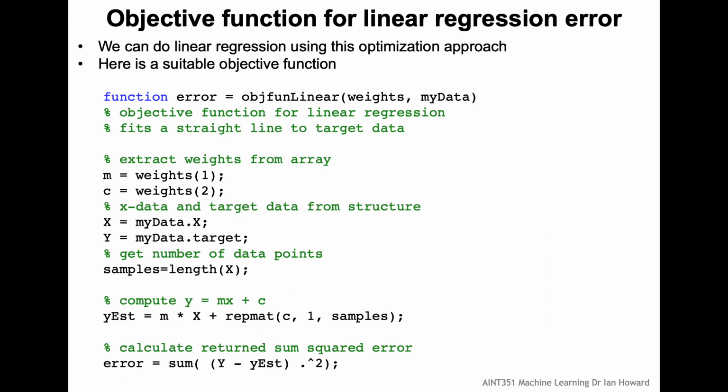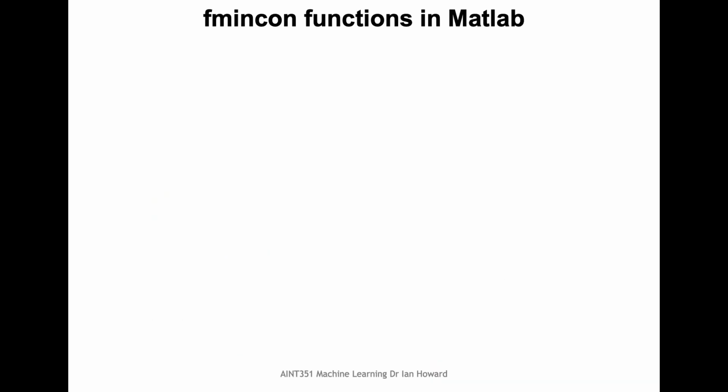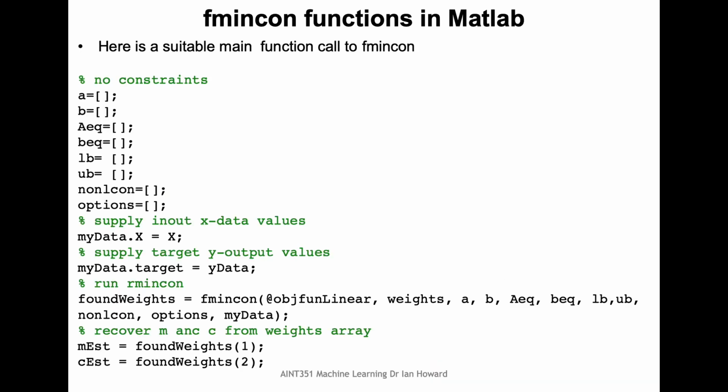Right? So we built this objective function suitable for linear regression, but it's basically just the formula for error that we came up with in linear regression. It's the sum of the squared differences between the actual y value and the predicted y value, right? That's the important part, it calculates the error. So let's have a look at how we could pop that into Matlab using fmincon.